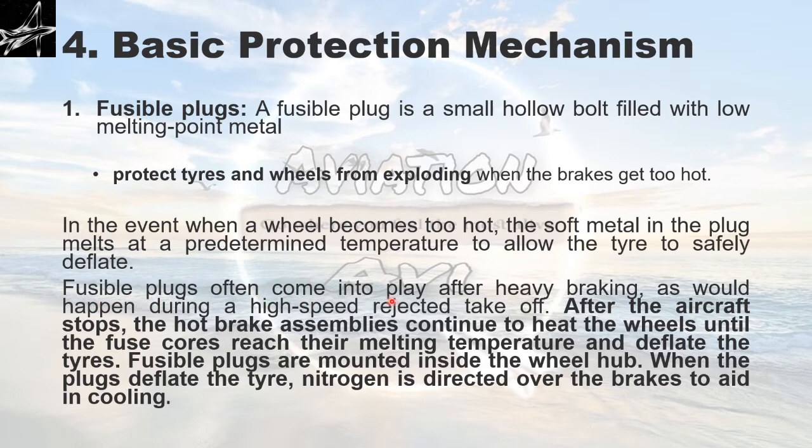Fusible plug often comes into play after heavy braking, as would happen during a high-speed rejected takeoff. After the aircraft stops, the hot brakes assembly continues to heat the wheels until the fuse cores reach their melting point temperature and deflate the tires. Fusible plugs are mounted inside the wheel hub. When the plugs deflate tires, the nitrogen is directed over the brakes to aid in cooling, and also it is a non-supporter of combustion.